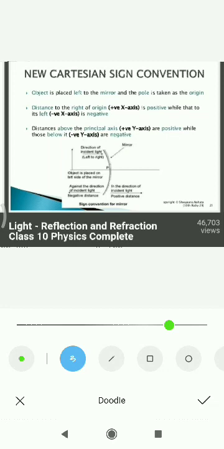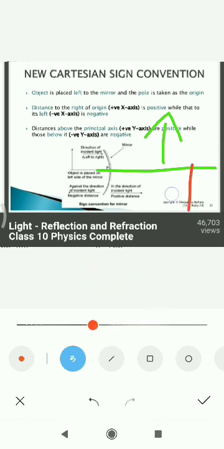So these are the things. Distances above the principal axis, the positive y-axis, are positive, while those below it are negative. So upright objects and upright images are positive, while inverted images are negative.